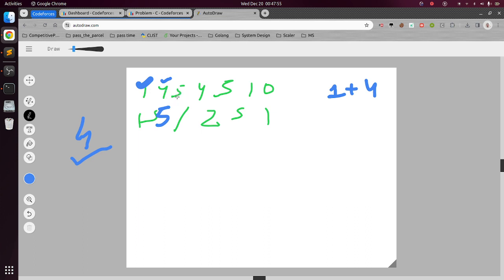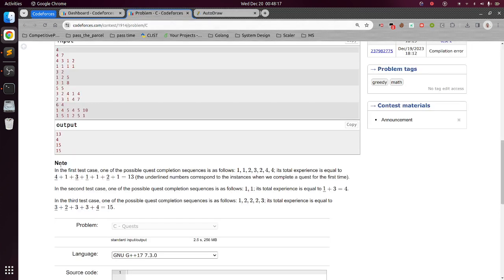Now you can either take this one or that one. I would prefer to take this one, because that opens the door to this quest as well. So I will take 4, 5, and now instead of taking this 4 and 1, I will again complete the second quest and take one more 5, and that is pretty much it. It gives me 15 here, and that was the intended solution.